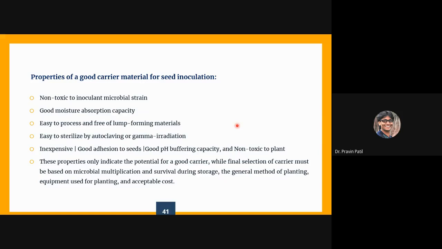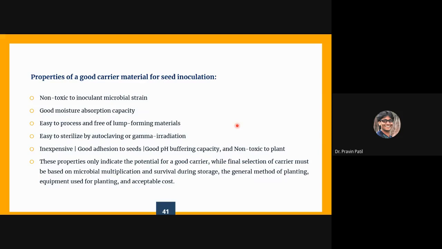If that material is toxic to those microbes, even though we load that microbe on that carrier, eventually it will get killed in the process. Similarly, it should also be non-toxic to the plant on which it is supposed to be applied. So the material should be non-toxic, and all the biomaterials, all the biomasses, all the bio waste are non-toxic. We know that. So this criteria can be fulfilled by the biomass carriers. Then the good moisture absorption capacity.